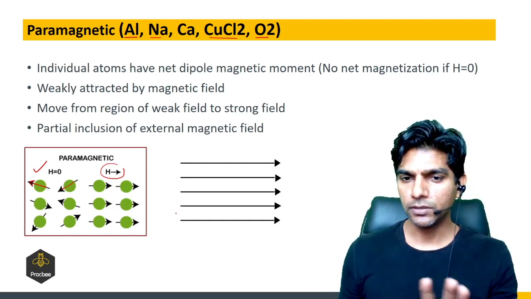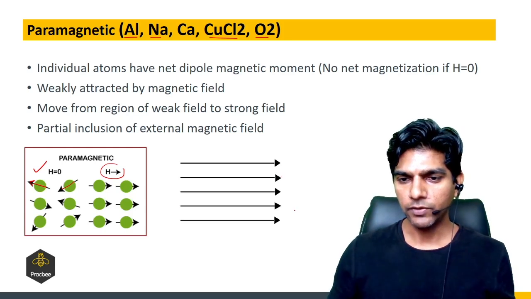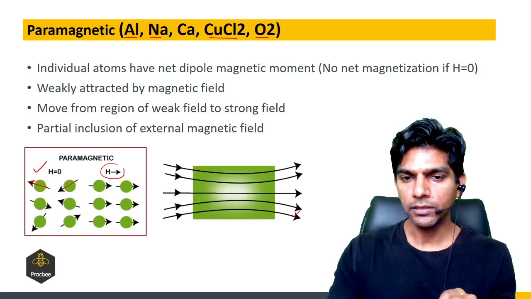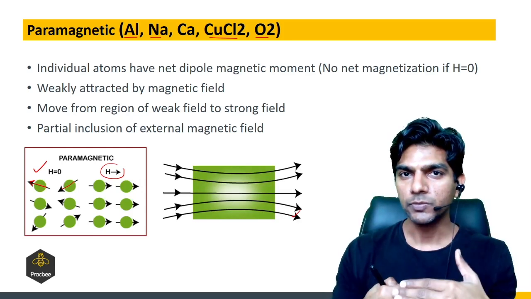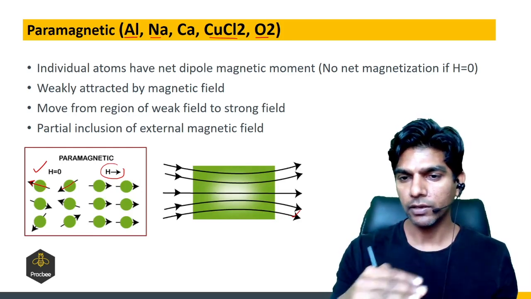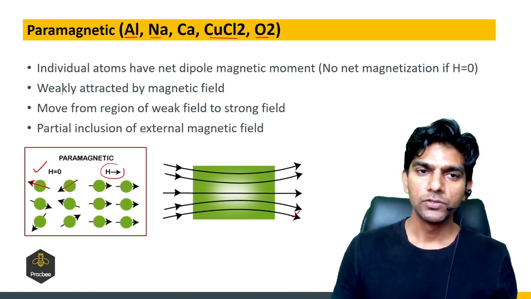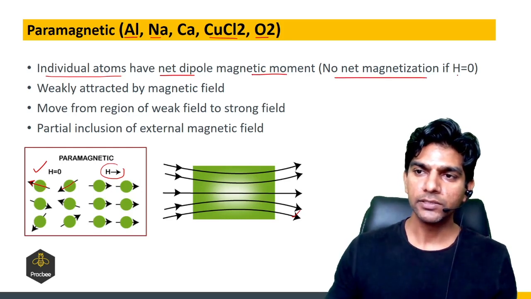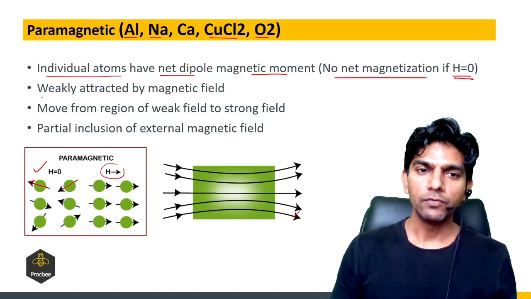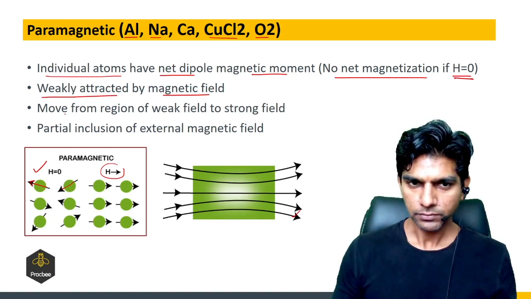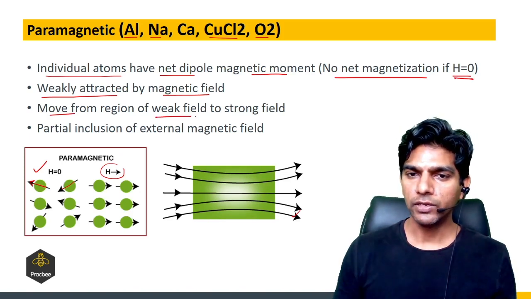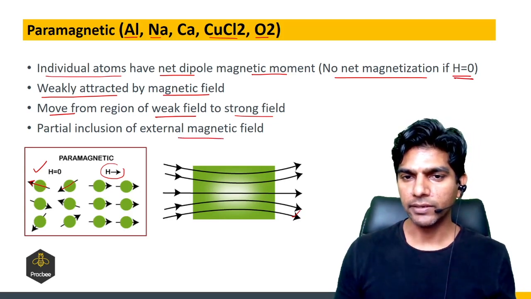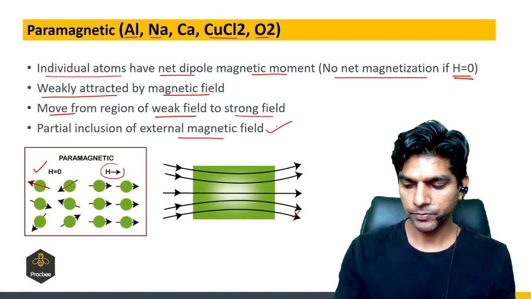If I show you this with an animation, if we have a uniform magnetic field and we place a paramagnetic material in this field, then the field lines will come in, and the field inside the material increases. So we can say individual atoms have a net magnetic dipole moment and no net magnetization if H is 0, and they are weakly attracted by the magnetic field. They move from a region of weak field to a strong field, and there will be a partial inclusion of external magnetic field lines. So do remember all these points.